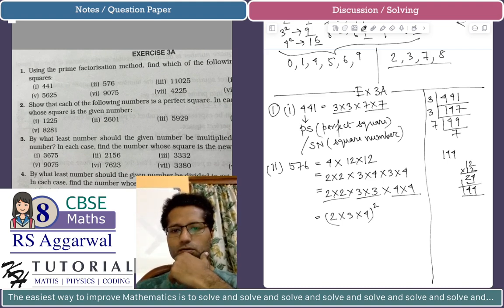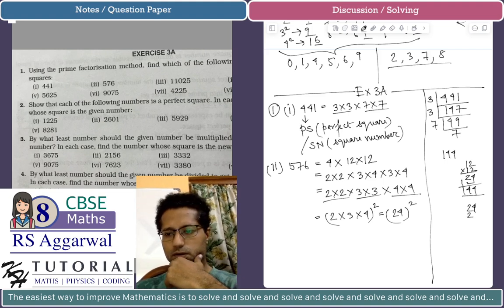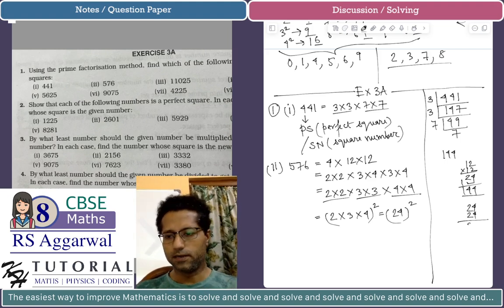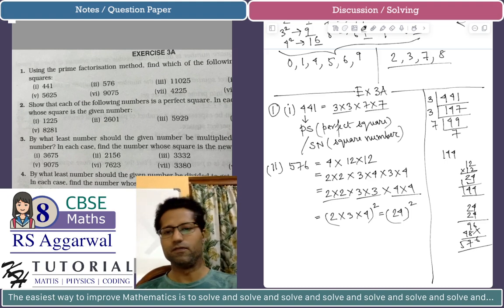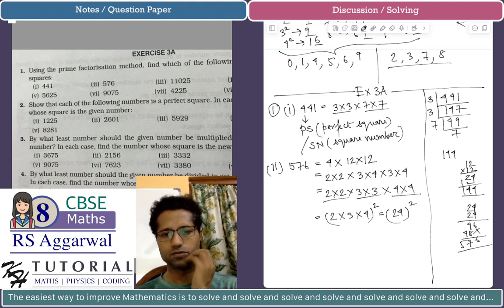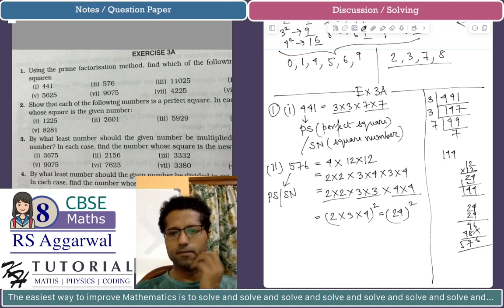6 and 24. So let me check. Is 24 square equal to 576? 24 into 4 is 96, and this is 48. Okay, yes, so 24 square is 576. So 576 is a perfect square, or square number.